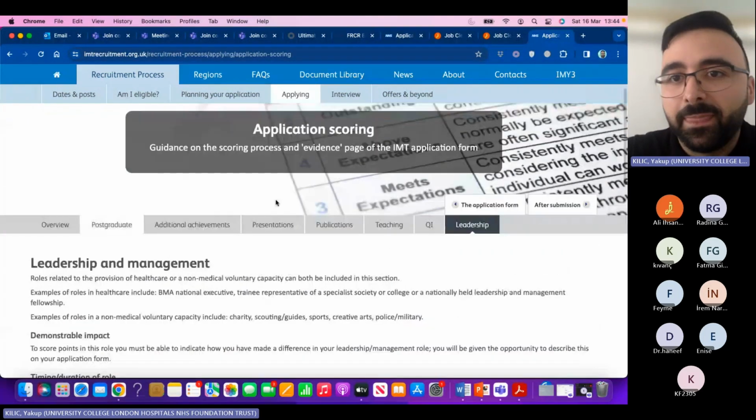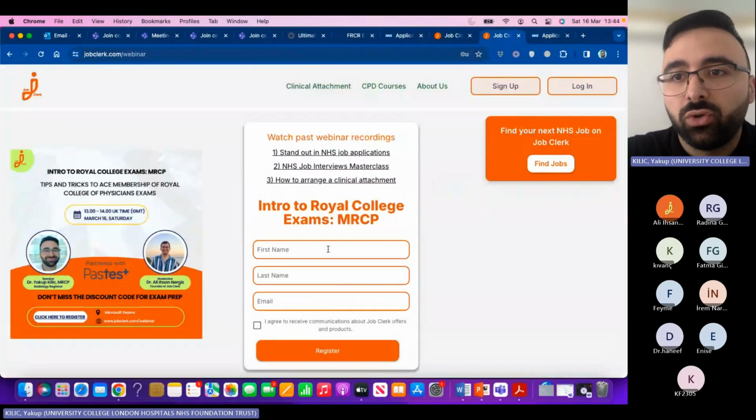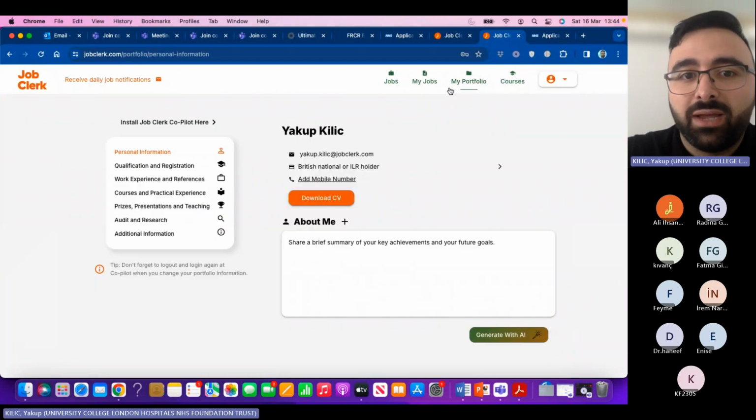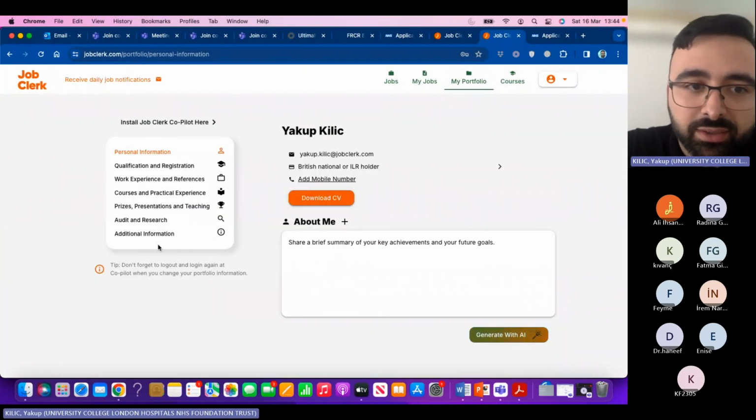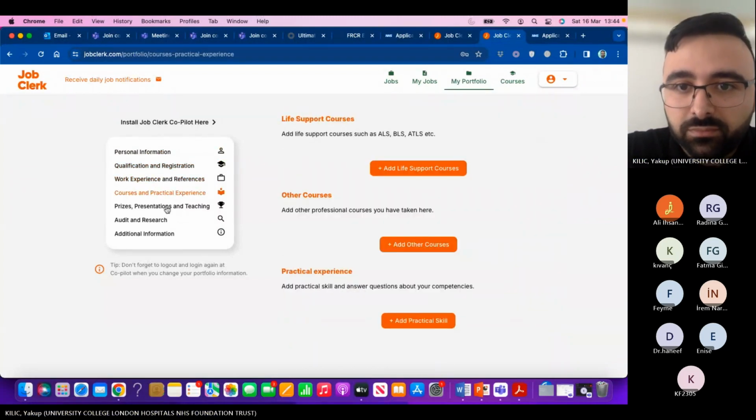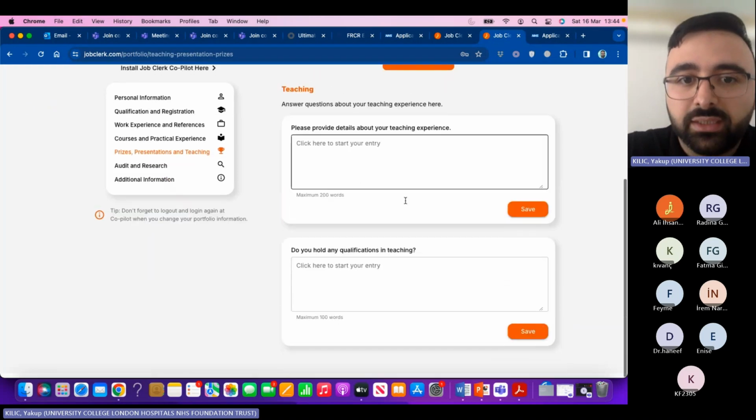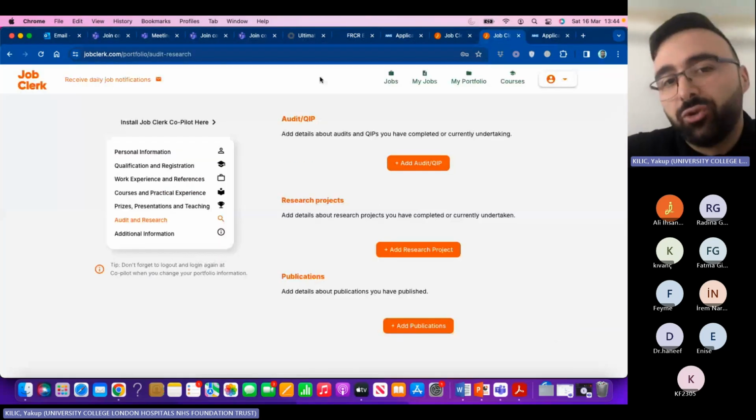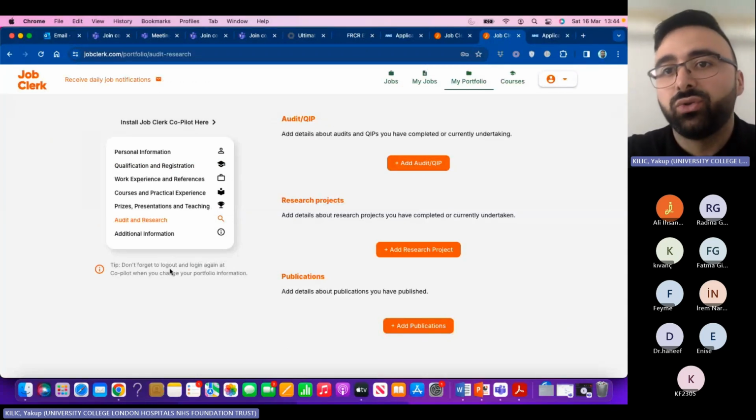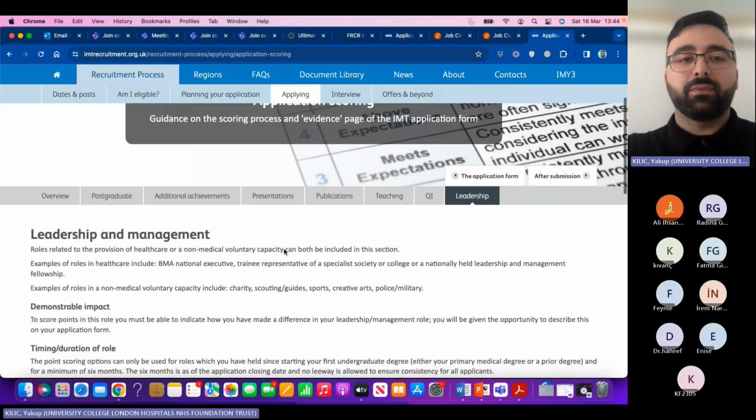So that's essentially it for the IMT application. And on the Job Clerk website, which I'll just quickly show you now, we have this My Portfolio section, and again, it's separated similarly. So if you go in and fill in each section, you can add your courses, your prizes, presentations, teaching, evidence, and everything. You've basically already made your portfolio, and when the time comes, you can just upload everything that's here onto your Oriel application. I hope that helps, guys.